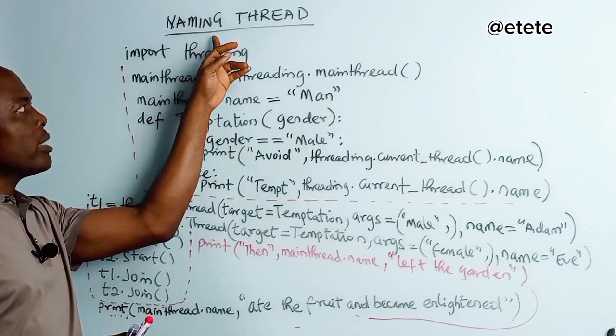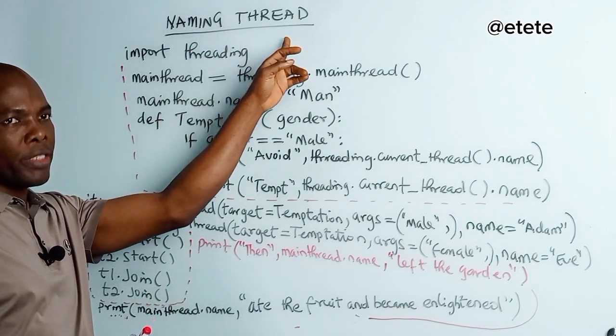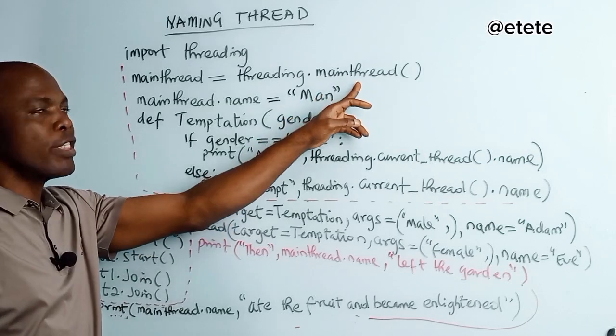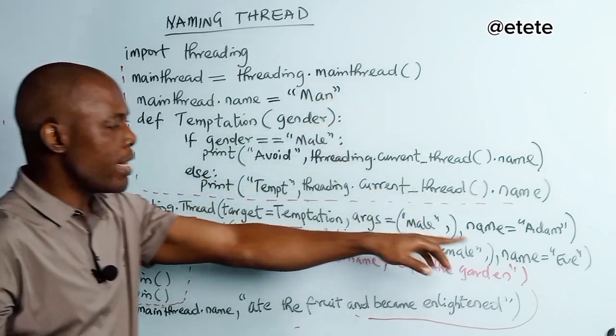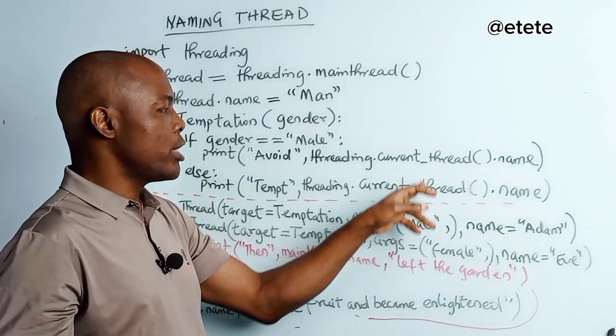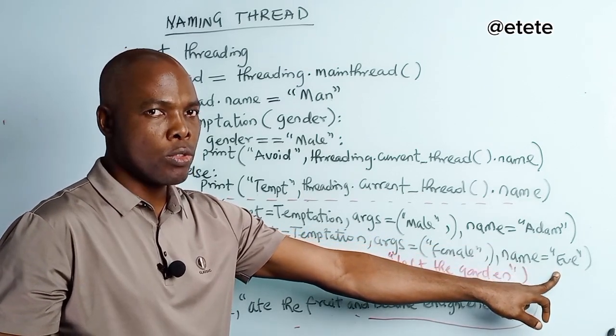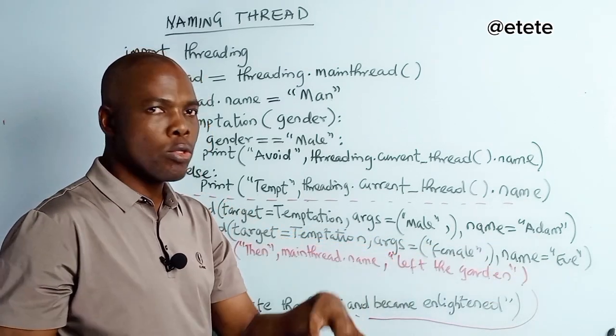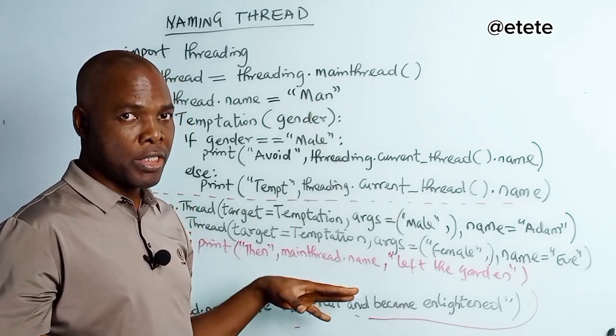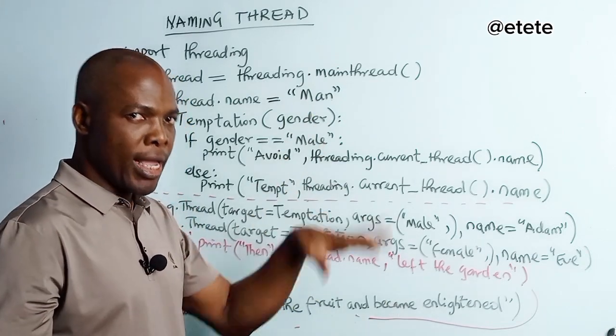So today's class is on what? Naming thread. So you've seen how I've changed the main thread to man, and then I have changed the two threads that will be created. The first one to Adam, and then the second one to what? Eve. So let's go to the PyCharm and let me demonstrate this for you to see the output.